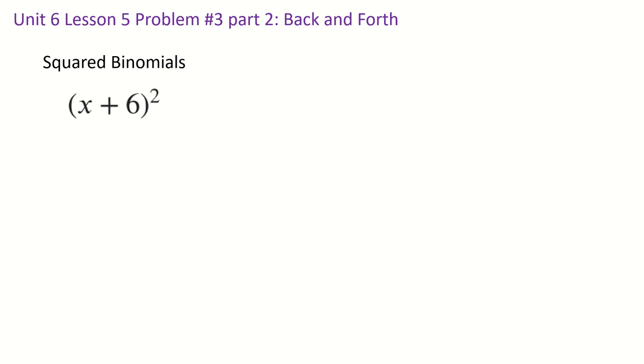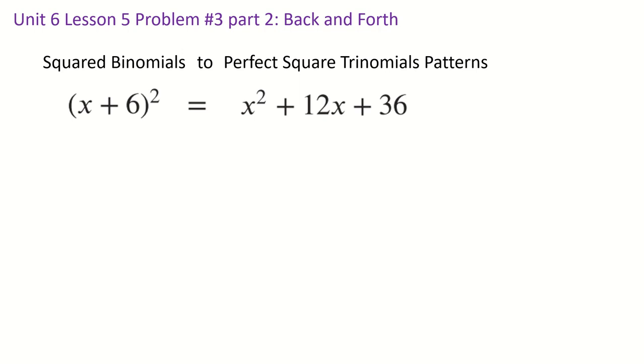Students started to look at the patterns that would happen to go to a perfect square trinomial. When I say trinomial, it means that it has three terms. Notice this one has x squared as the first term, 12x is the second term, and 36 is our last term. We're going to talk about the perfect square portion of it right now.